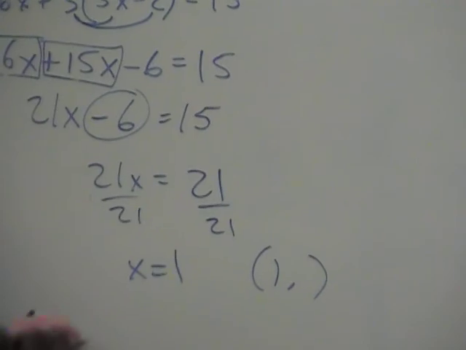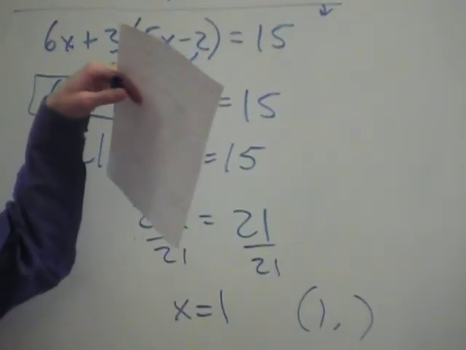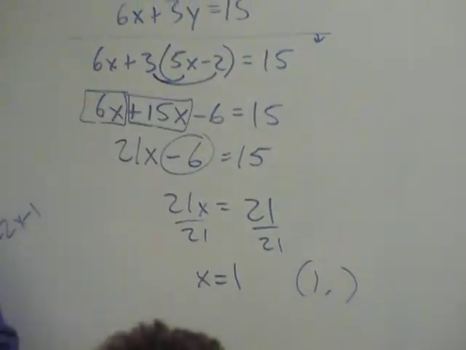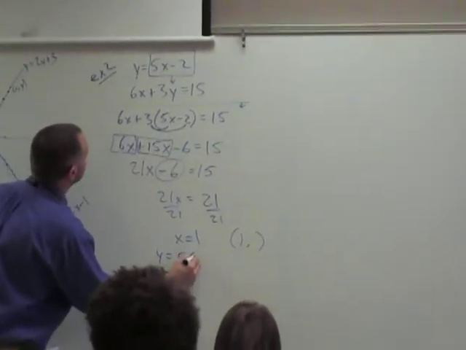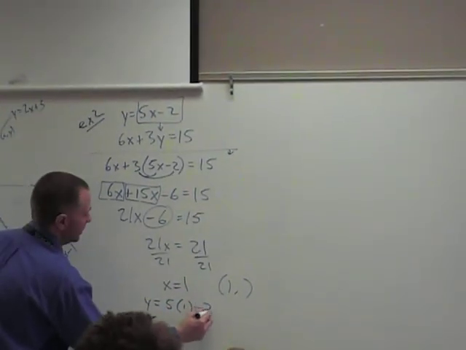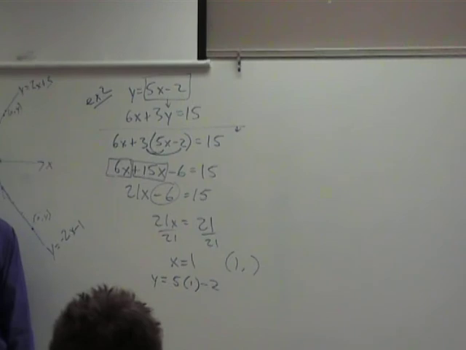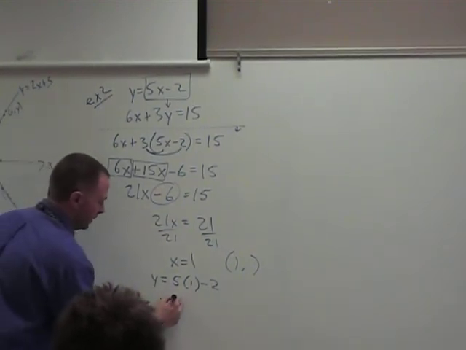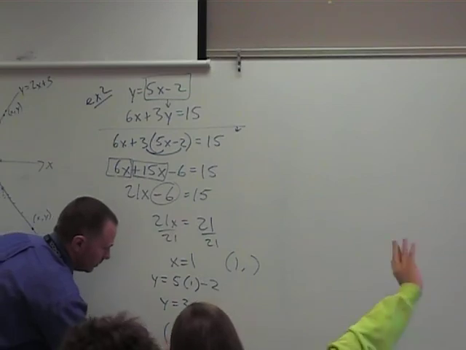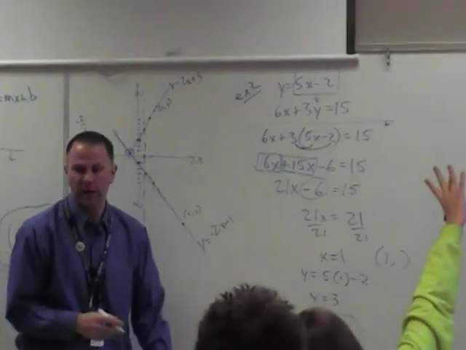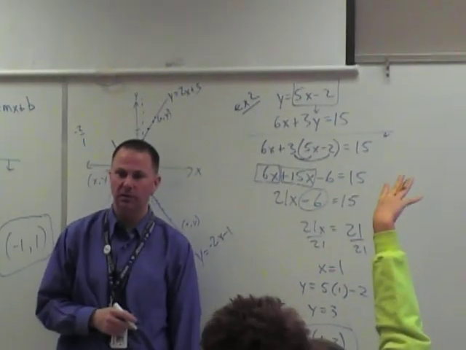Plug it into the y equals 5x. Yeah. Pick one of the original equations that you think is going to be easier to solve. I would pick that top one. y equals 5 times x, which is 1, minus 2. Yep, y equals 3. So your answer on your page tomorrow is going to be this. Write it like that, 1, 3. That's the coordinate where those two lines cross.